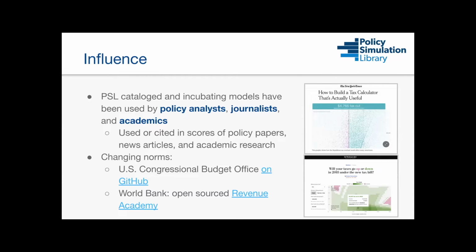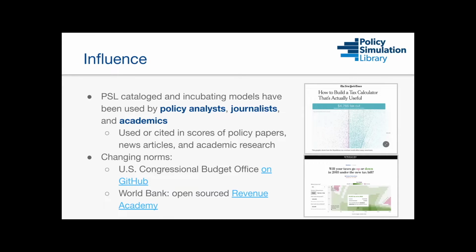We've also had influence, I believe, in changing norms around how policy analysis is conducted. So we've seen that with, we've had collaborations with, for instance, the US Congressional Budget Office, where there's been back and forth in terms of people in the Policy Simulation Library who are working on models similar to what's done at the Congressional Budget Office, asking those analysts there for their input on things, as well as providing input to those at CBO. And because of those interactions, we've seen the Congressional Budget Office for the first time post their models on GitHub. One of them just went up in November, another one was just put online 2 days ago.